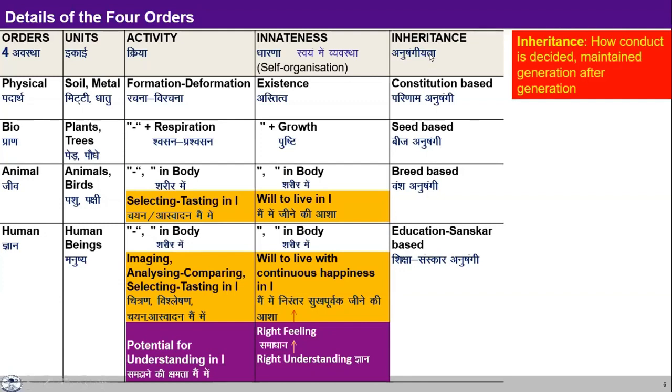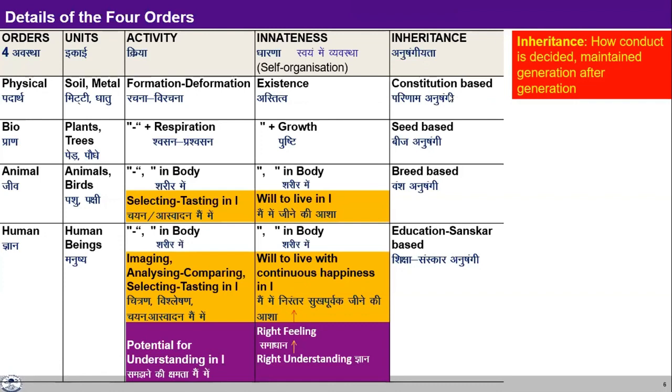Next thing that we can observe is the inheritance. So if you look at the inheritance of the physical order, it is completely constitution based. So the way the atoms and molecules have a particular constitution, the conduct is exhibited in the same manner. So inheritance essentially means how conduct is decided and maintained generation after generation.